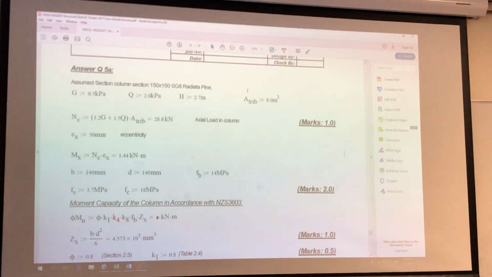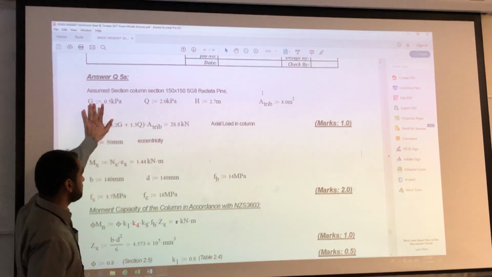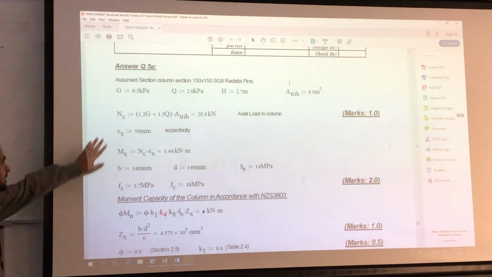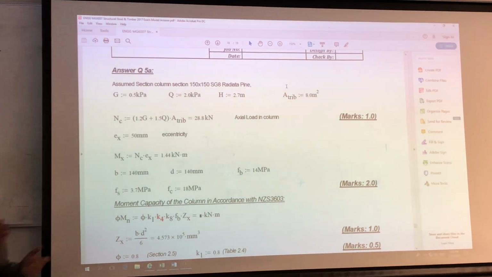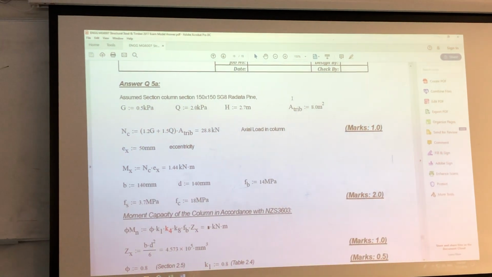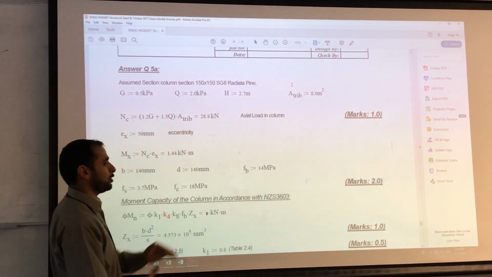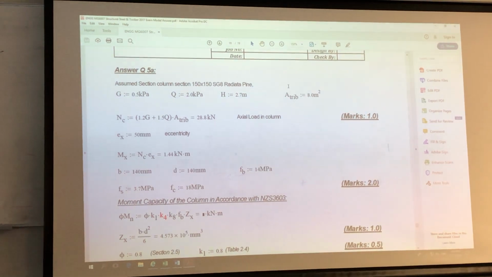So then, okay, let's go to the solution. We have G, Q, height, and tributary area. So that means the load combination, we are interested in a column, so we need to find out the axial load. That axial load becomes equal to 1.2 G plus 1.5 Q times the tributary area of that column.